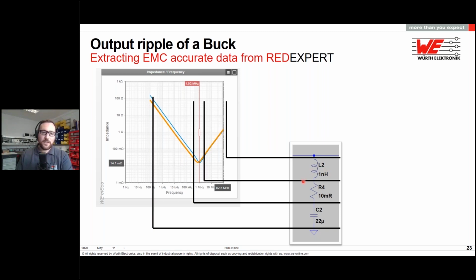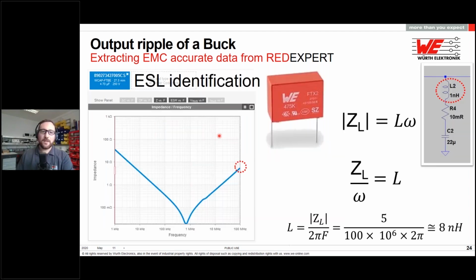In the EMC simulation and EMC measurement, most of the time we are already working in the parasitic region of our components. So this is why it's very important to have the ESL value and ESR value. We're going to see that the simulation is not always starting with the right values. So here, for example, I use the impedance chart for a given component in RedExpert to get the impedance at 100 megahertz. With this impedance at 100 megahertz, the ZL and the frequency I'm using, I can get the ESL value that I will fit later in my model in LTSPICE.